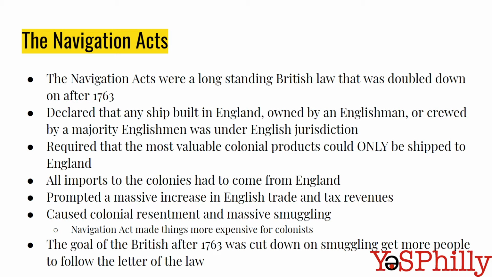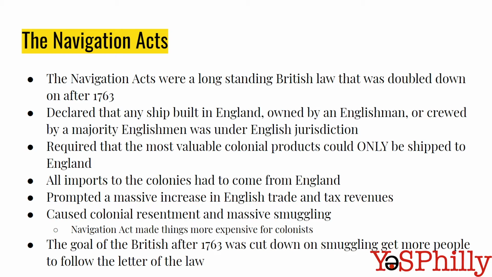So what this does is it prompts a massive increase in English trade and tax revenue. So they're making way more money. They're getting way more in taxes. But it causes colonial resentment and massive smuggling. The Navigation Acts made things more expensive for the colonists because they couldn't buy things directly. They had to go through an English middleman. And the colonists did not like this.